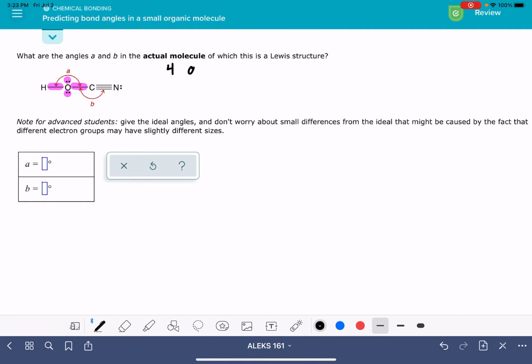If you have 4 areas of electrons around a central atom, that's a tetrahedral arrangement, and that bond angle is 109.5. Now, based on where you're at in chemistry, you might say, oh, but I've got lone pairs. That's going to cause a little deviation to this bond angle. Well, notice that the ALEKS problem is saying give the ideal angles. Don't worry about differences in that angle. So it just wants us to answer 109.5 for that angle.